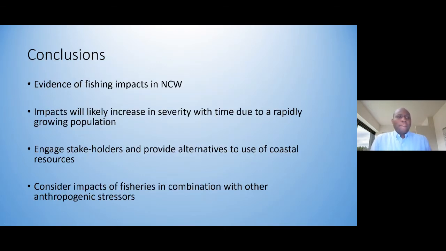So in conclusion, there's evidence of fishing impacts in Nigerian coastal waters. These impacts will likely increase in severity with time due to a rapidly growing population. It's important to engage stakeholders and provide alternatives to coastal fishing. For example, I suggested aquaculture earlier on. That may be a way to redirect fishing away from the coastal waters to help sustain fisheries over time. Also, it's critical to consider impacts of fisheries in combination with other anthropogenic stressors.